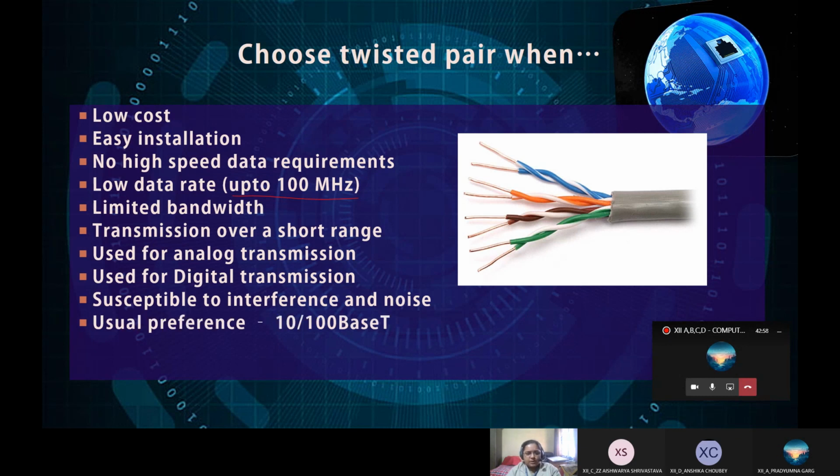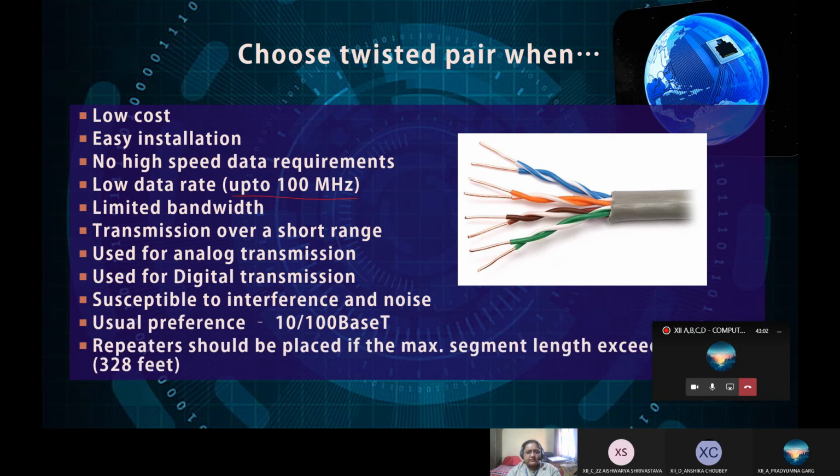Usual preference is 10 or 100 base T, and repeaters should be placed if maximum segment length exceeds 100 meters, that is 328 feet. So this is what you have to remember. About used for digital transmission, I'll find out and let you know. Okay, because as far as I know, twisted pair only supports analog transmission. Maybe you can ignore this point. I'm just cutting this.